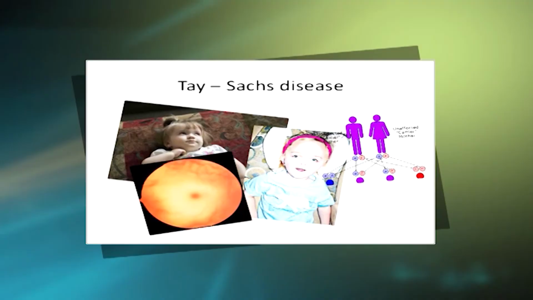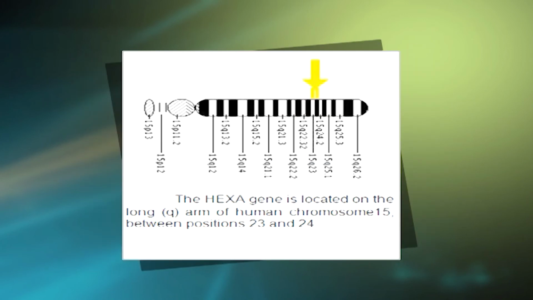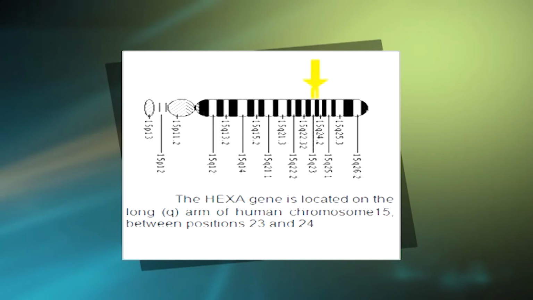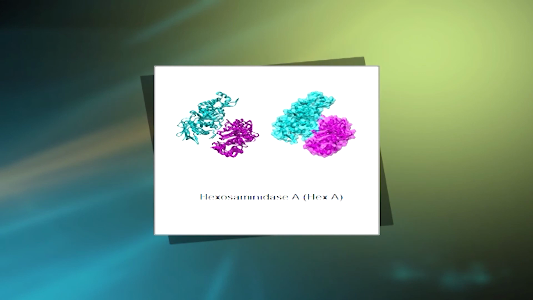Over 100 different mutations have been discovered just in infantile cases of Tay-Sachs disease alone. The most common mutation, which occurs in over 80% of Tay-Sachs patients, results from a 4 base pair addition, TATC, in exon 11 of the HEXA gene. This insertion leads to an early stop codon which causes the HexA deficiency. You can see in this figure the HEXA gene is located on the long q arm of human chromosome 15 between positions 23 and 24.